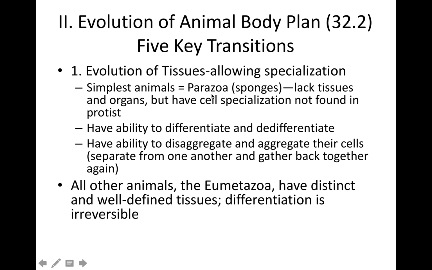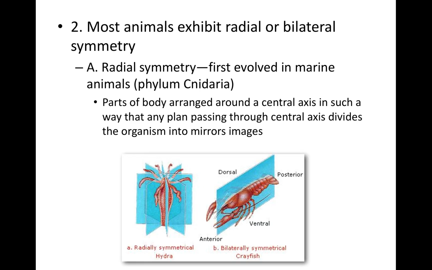And so the simplest animals are the parazoa, which are sponges. They lack tissues and organs, but they do have cell specialization that's not found in protists. They have the ability to differentiate as well as de-differentiate. So we'll talk a little bit about that, as well as how they disaggregate and aggregate their cells, separating from one another and gathering back together again. When we talk about the parazoans, the sponges, in depth, we'll definitely cover that. But all the other animals, the eumetazoa, the true animals, do have distinct and well-defined tissues. And differentiation, basically the cell fate, is irreversible. Once it's on that pathway, that's the type of cell it's going to become.